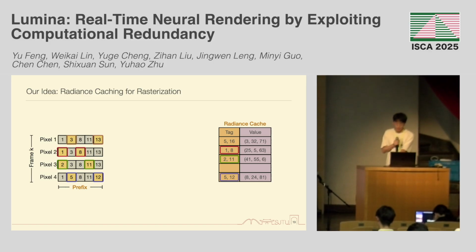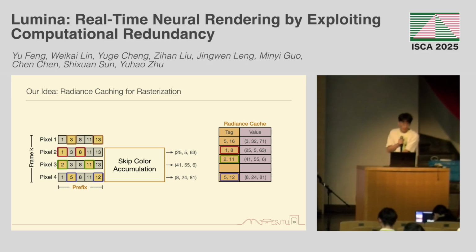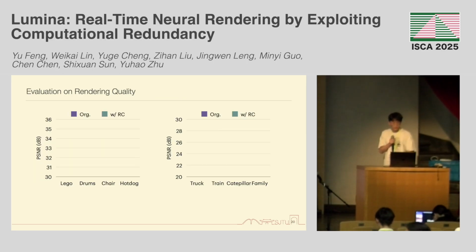as a cache tag. For example, the tag of pixel 2 is 18. Next, we query the radius cache using these tags. In this example, pixel 2, 3, 4 have the cache hit, so we can directly use the previous cache results as their rendering results. So we can save the computation for those pixels. And for the remaining pixels, in this case, pixel 1, we still have to finish the remaining computation, and then we update the radius cache. So that's how we use radius cache to accelerate rasterization.